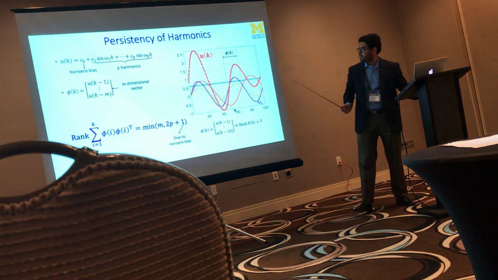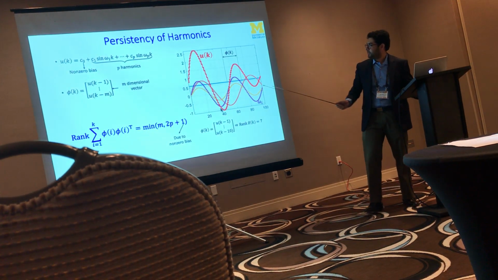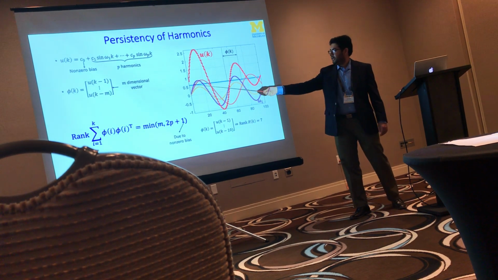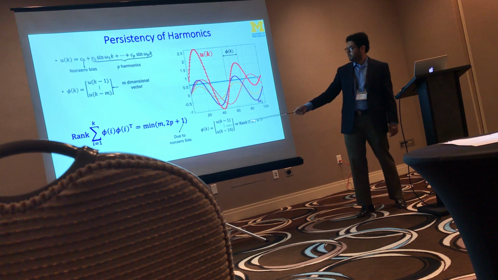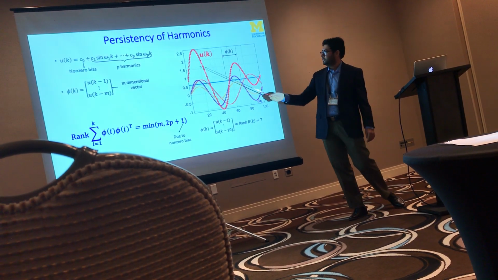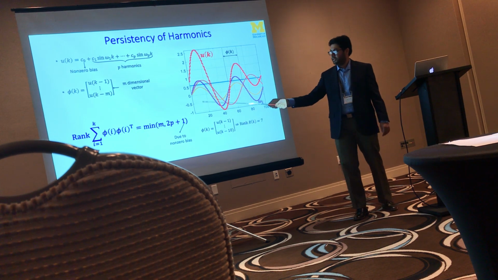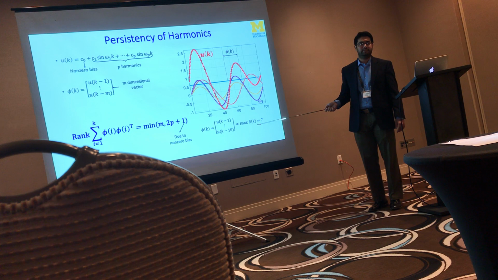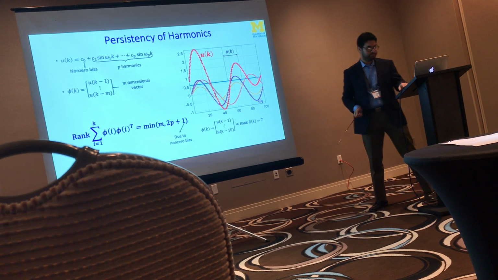So in this example picture, red is my signal. It is composed of these three frequencies and a non-zero constant. And if I take m equals 10 and compute this phi of k and construct that matrix for the entire data, the rank of that ends up being 7. And I checked it numerically, it works.